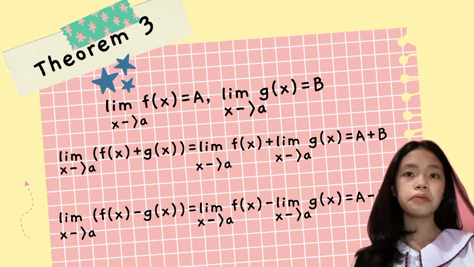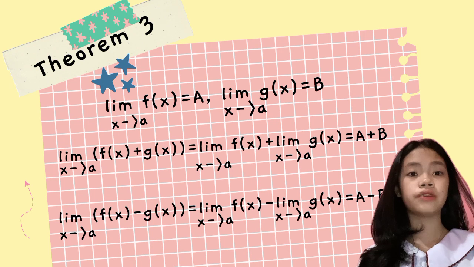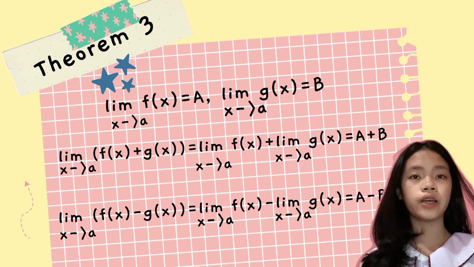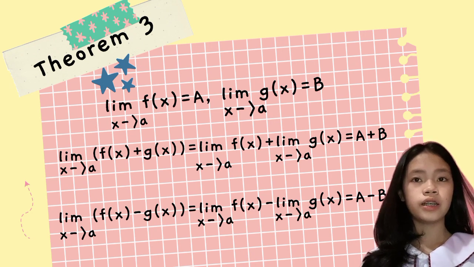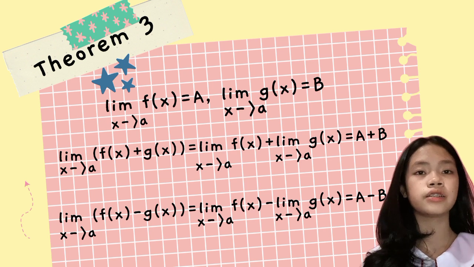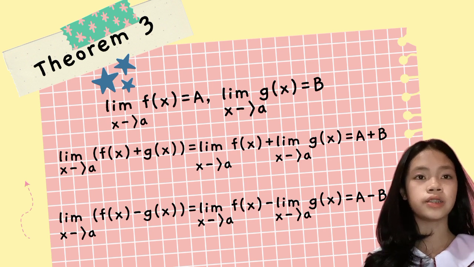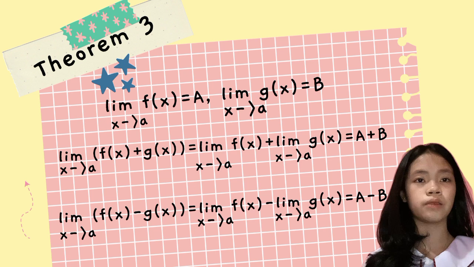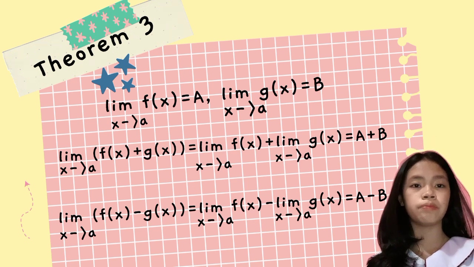Then Theorem 3 states that the limit of f of x as x approaches a is equal to a, and the limit of g of x as x approaches a is equal to b. Then in addition, the limit of f of x plus g of x as x approaches a is equal to the limit of f of x as x approaches a plus the limit of g of x as x approaches a, which is equal to a plus b.